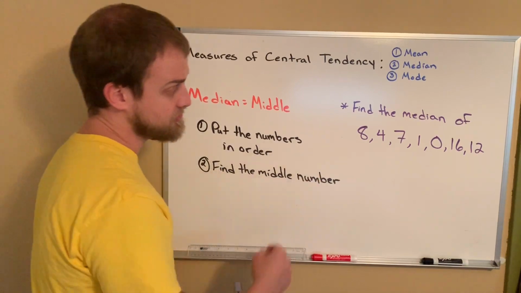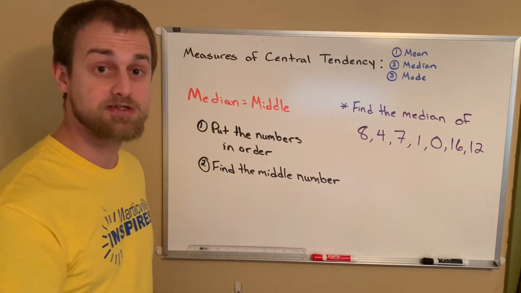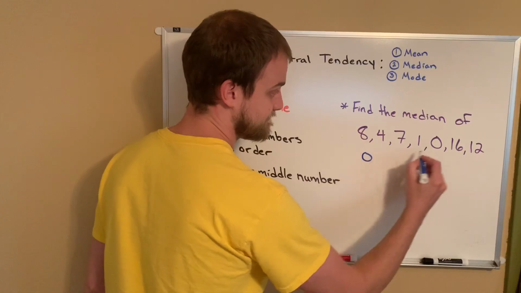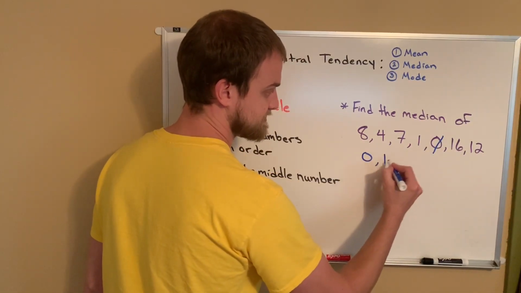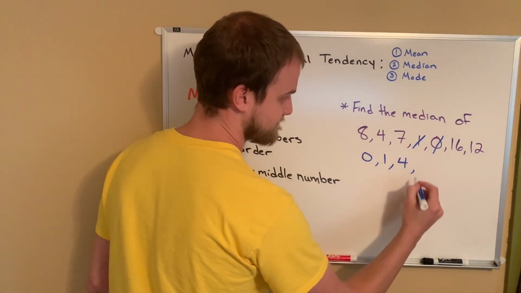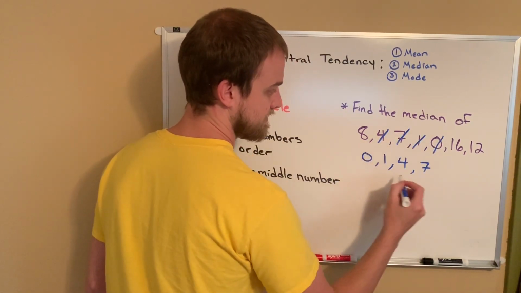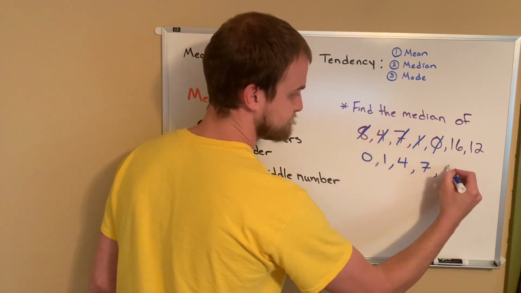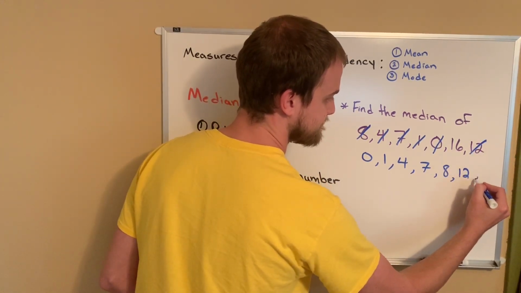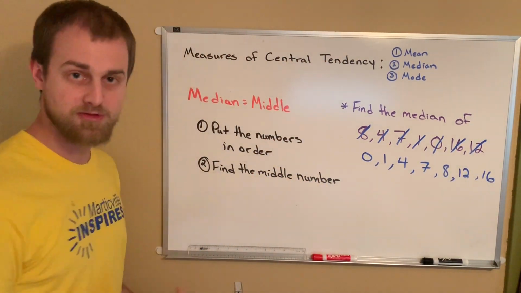So first step is we want to put this data set in order. I'm going to go least to greatest here, and I'm going to cross numbers out as I go, just so I remember to include everything. So smallest number is 0. Second smallest is 1. Then it looks like we have 4. Then 7. Then 8. Then 12. Then 16. Okay, so step number 1, put the numbers in order, is done.